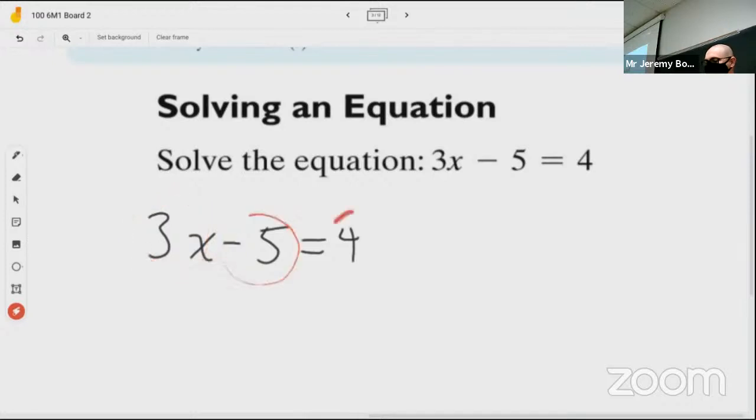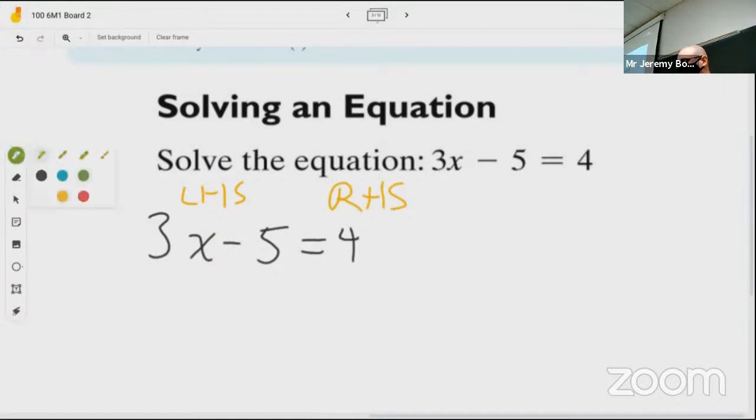This term does not. So I want to move everything without an x in it to one side, everything with an x to the other side. Just a quick thing, I'm going to call this the left-hand side and this the right-hand side, so that way you know what I'm talking about. It's a little bit easier for me to talk about the problem that way.